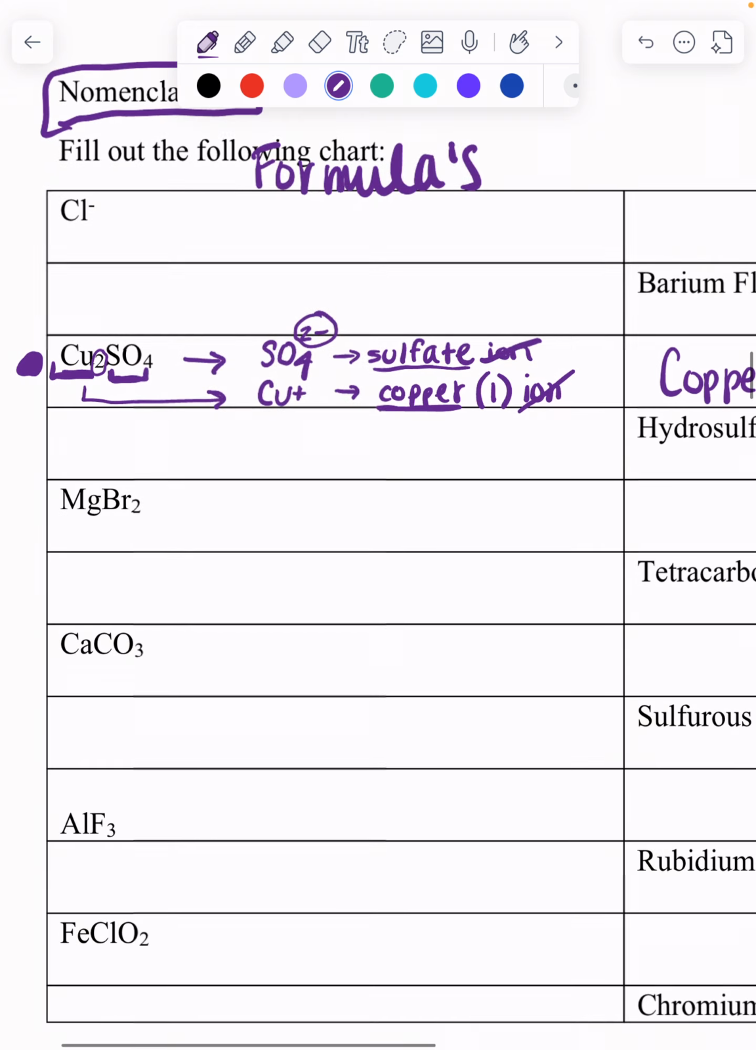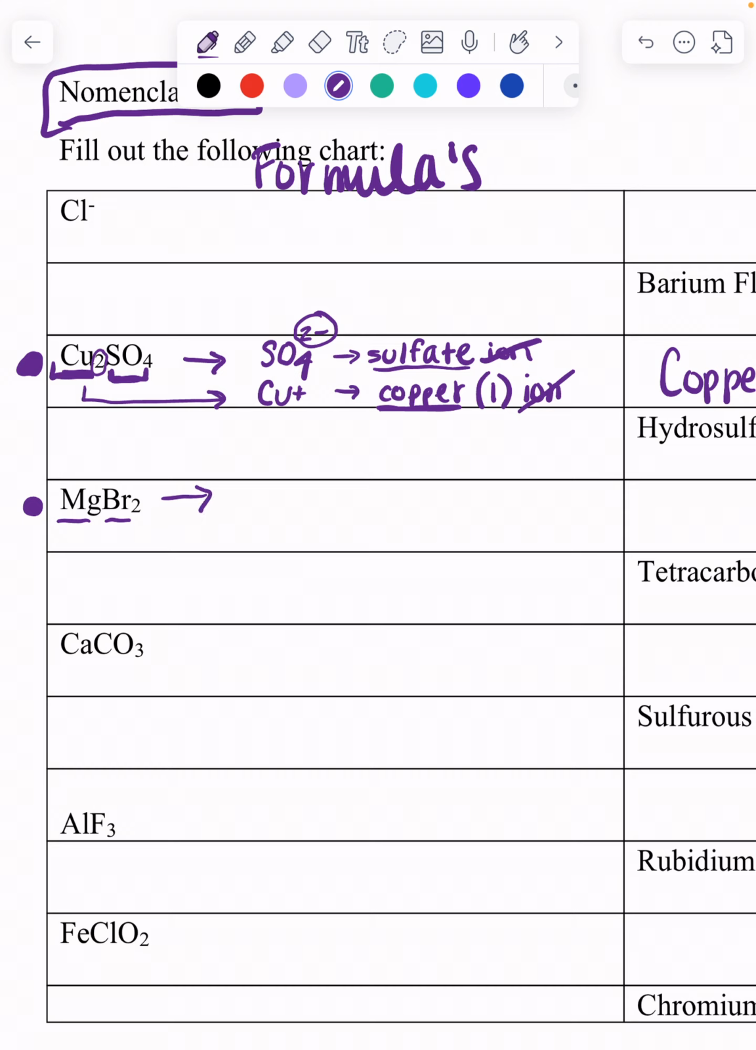I think this one might be worth doing, this MgBr2 here, right? This one's a little different. I look at it, there's no polyatomics. But I do see magnesium and bromine. So I'm thinking I have a metal and a non-metal paired together. Awesome. I also know that they break down into individual ions.